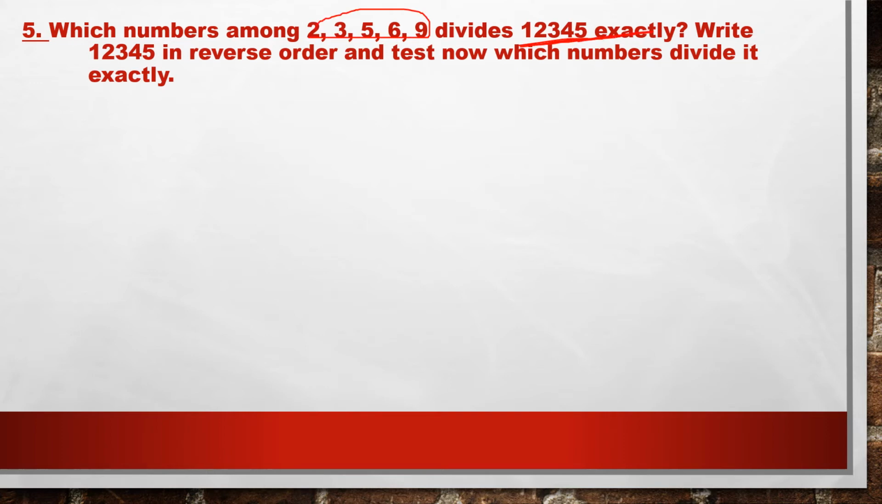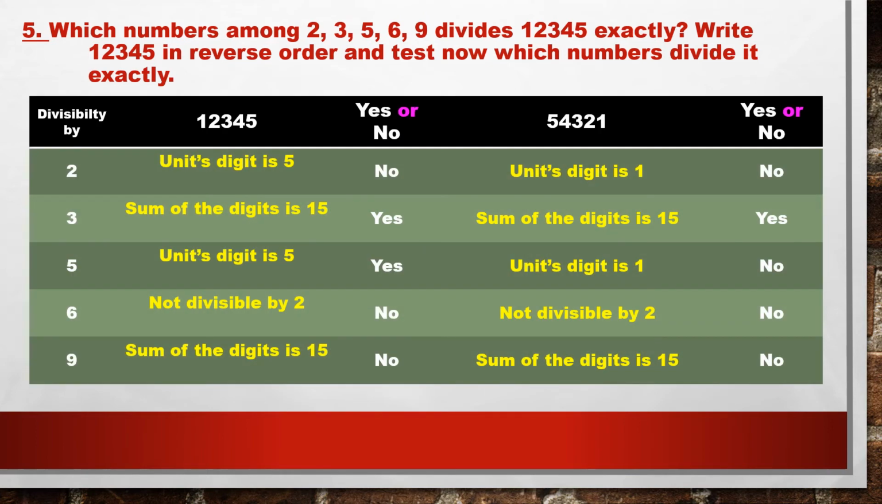Now again, what he asked is to write this in reverse order. Reverse order means 54321. Write this number in reverse order and test again with the same divisibility rules. Let us go to the problem. He asked to check with 2, 3, 5, 6, 9, so I wrote 2, 3, 5, 6, 9. Here he asked only one number, so I took that number.